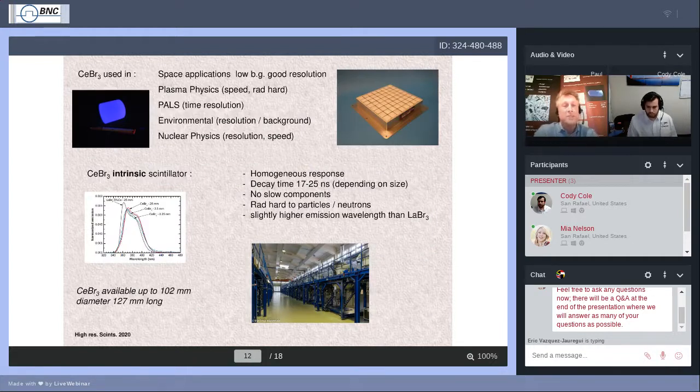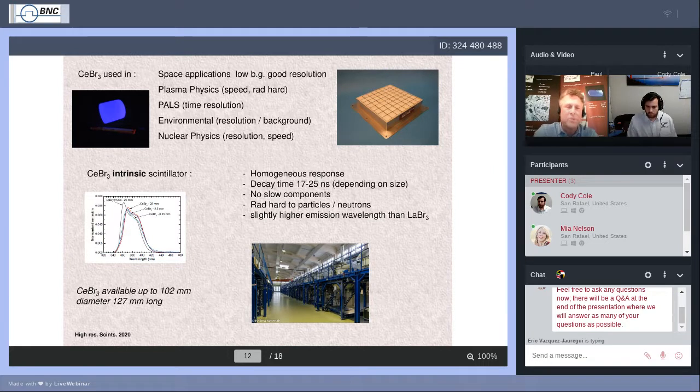Cerium bromide is used in space applications because of its very low background and good energy resolution. Plasma physics, as I said, for the speed and the radiation hardness, and also in positron annihilation lifetime spectroscopy because of the time resolution and the simultaneous good energy resolution. It's used more and more in environmental applications because of the low background and the good resolution, and in nuclear physics. The nice thing about cerium bromide is that it is an intrinsic scintillator.